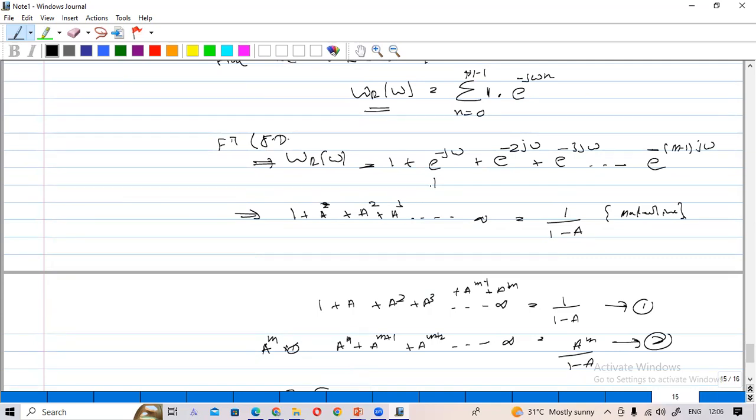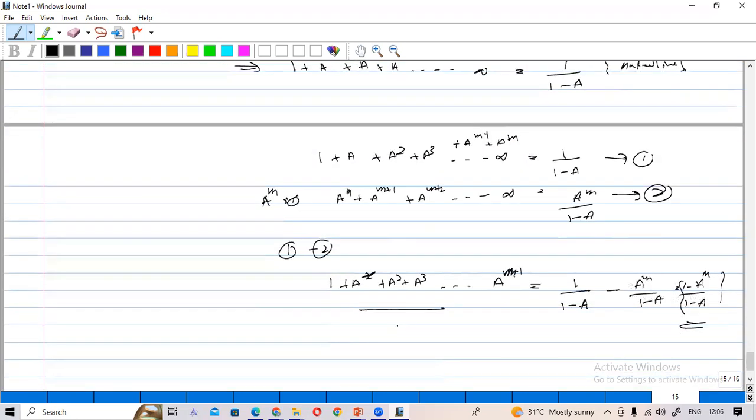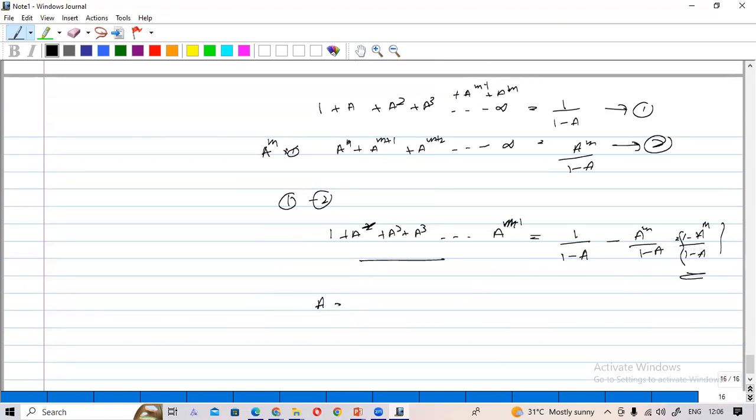So you can write this term as e to the power minus j omega 1 plus e to the power minus j omega 2, so on. In our case, a is equal to e to the power minus j omega. So you have to apply the e to the power minus j omega here. So your W_R(omega), the frequency domain of the rectangular window, will come as (1 minus e to the power minus j omega M) divided by (1 minus e to the power minus j omega). Okay, so you will have this one.